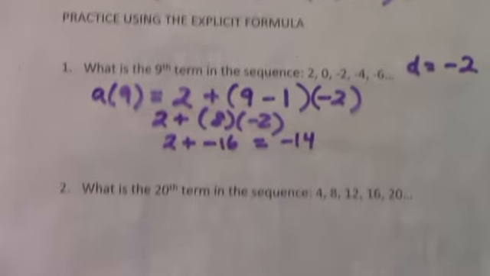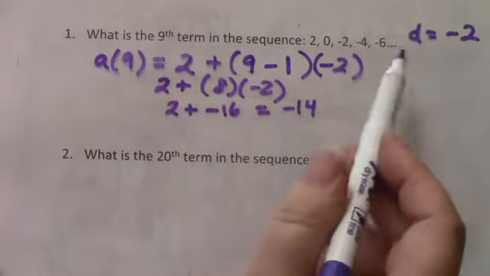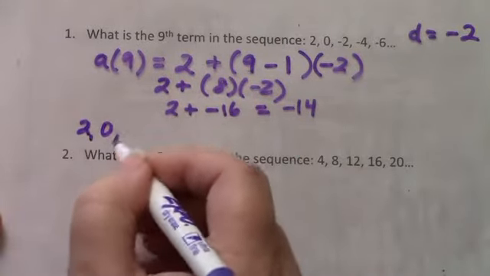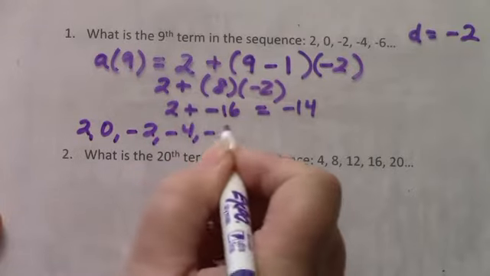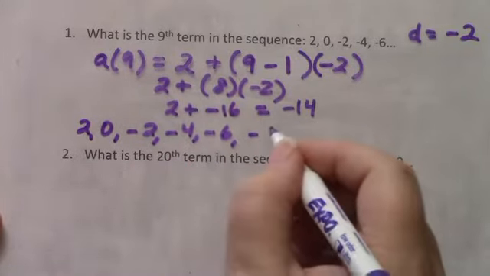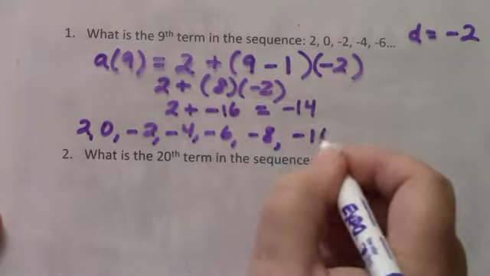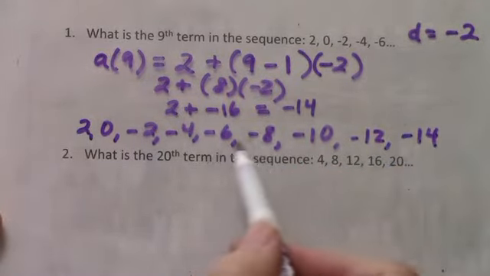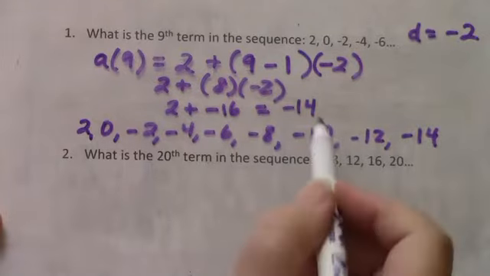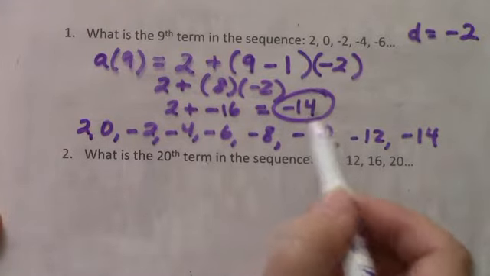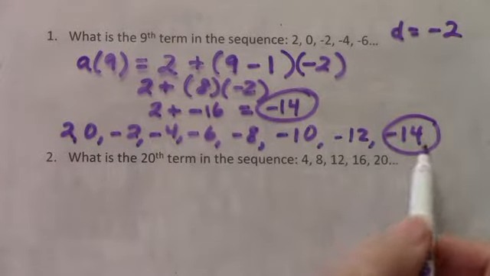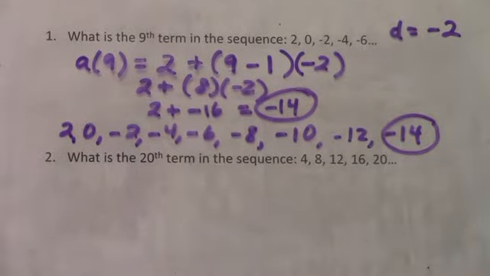And let's take a minute to check and see if that is true, our 9th term. First term, second term, third, fourth, fifth, sixth, seventh, eighth, and our 9th term. By going down by 2 for each number, we see that we found negative 14, and negative 14 is indeed the 9th term in this sequence. Let's try number 2.